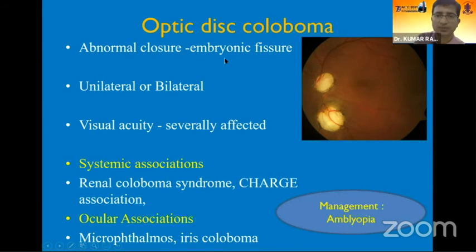So this also happens because of abnormal embryonic closure. Sometimes it can be bilateral, and visual acuity is usually affected in these cases. It can have an association with retinal coloboma syndrome and CHARGE syndrome. And if it is unilateral, that particular eye can have amblyopia and requires amblyopia management. Surgically, we need not do much in these cases.